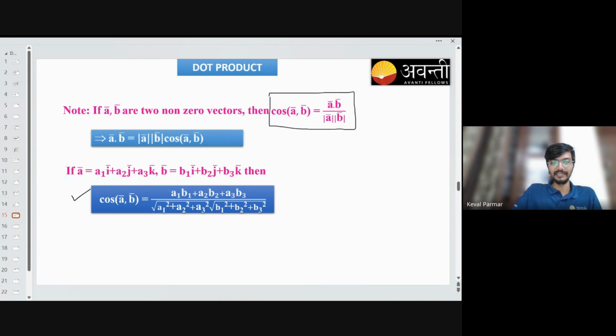This is the expanded version. That is, if A bar and B bar are given as A1 i, A2 j, A3 k, and B1 i, B2 j, B3 k, then we can write A bar dot B bar as A1 B1 plus A2 B2 plus A3 B3, and these are the magnitudes of A and B. Correct?